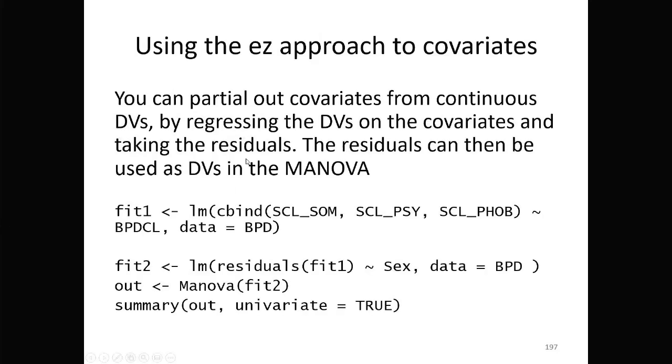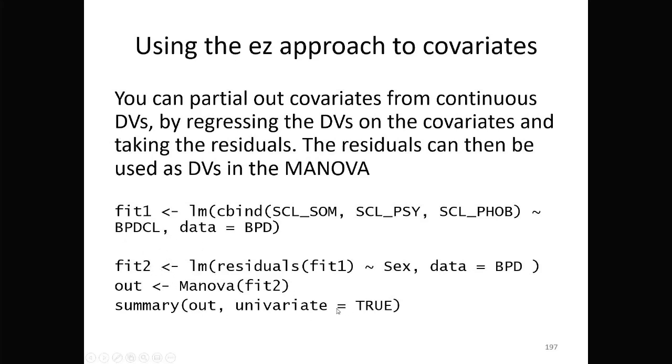But what if you want to use the easy approach to covariates? That's not very complex, because you can first run a linear model in which you take the dependent variable predicted by the continuous covariate, and you save it to an object you can call fit1. You take the residuals, and that's your dependent variable. So if you take the residuals of this regression with the common residuals that we saw before, you get the residuals of the three dependent variables once you partial out the borderline personality disorder checklist, and you can run a Manova on this object.